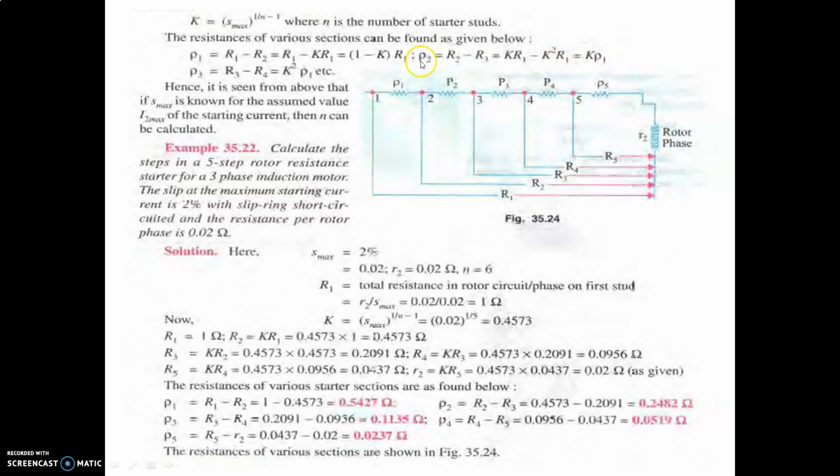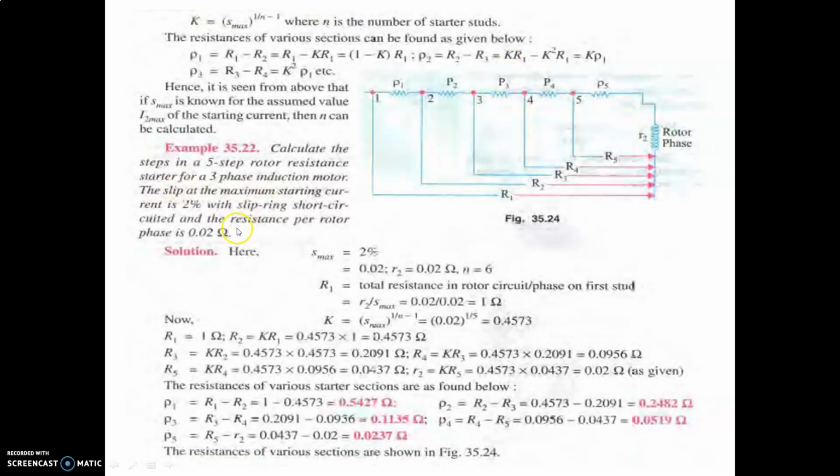So row 1 is (1 minus K) into R1, and row 2 is K into row 1. You can calculate this particular value because R1 is known to you, and K is also known to you, so you can get row 1. Once row 1 is known, you can get the other starter resistances. Row 2 is K into row 1, row 3 is K square into row 1, and for the nth step it is K to the power n minus 1. So you can keep it in mind. This is how you can calculate the starter steps and the values of resistance.